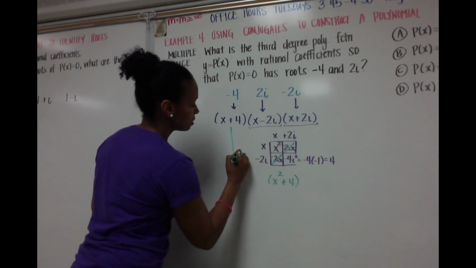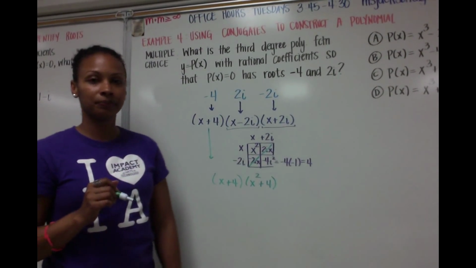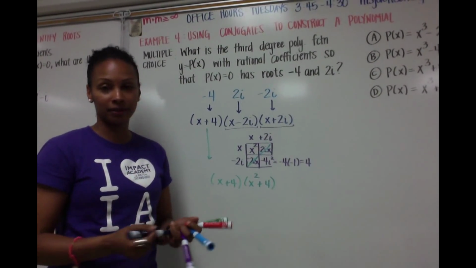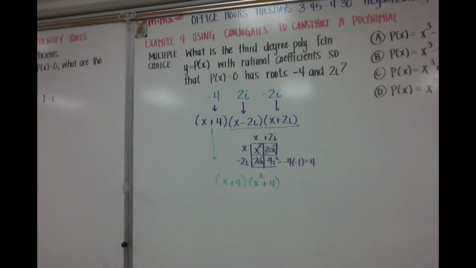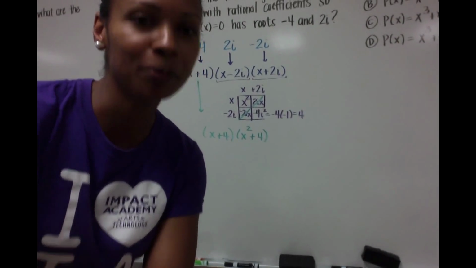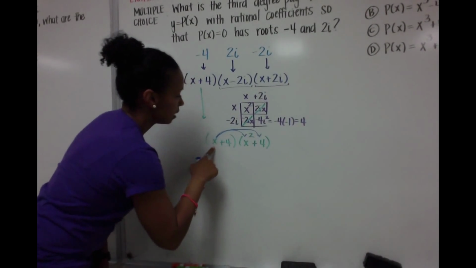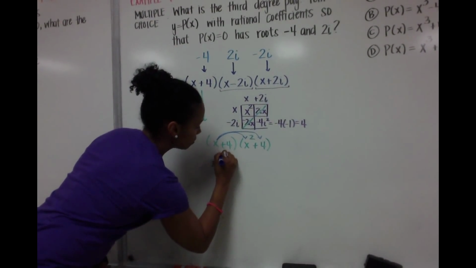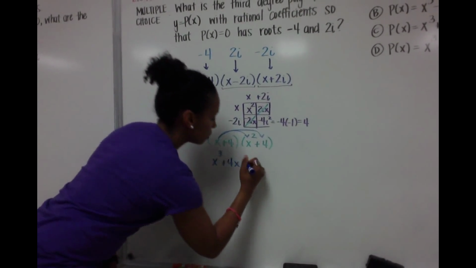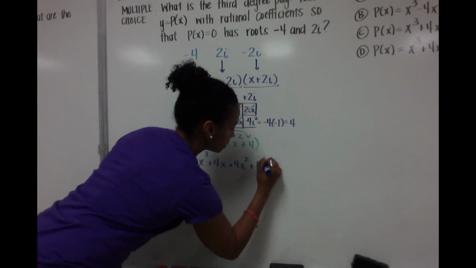We haven't done anything with this other binomial yet, so we need to bring it down. Now we distribute again, but I'm going to just do the regular FOIL method. x times x squared is x cubed, x times 4 is 4x, 4 times x squared is 4x squared, and 4 times 4 is 16.